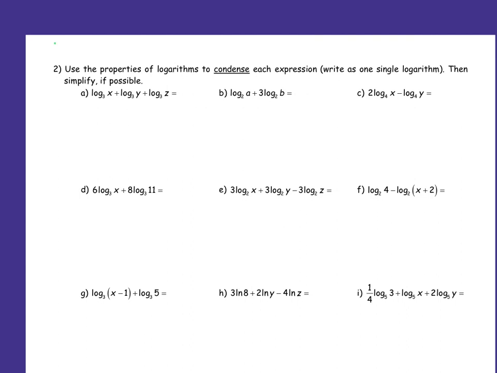So if I have log of m plus log of n, I should have log of m times n. And then the second one says if I have log of m minus log of n, I should get log of m over n. And the last one says if I have n log of m, that should become log of m to the nth power. Okay.